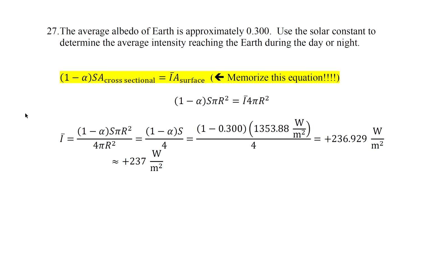Question 27. The average albedo of Earth is approximately 0.3. Use the solar constant to determine the average intensity reaching the Earth during the day or night. So let's memorize this equation. Plugging everything in, we get about 237 watts per meter squared.